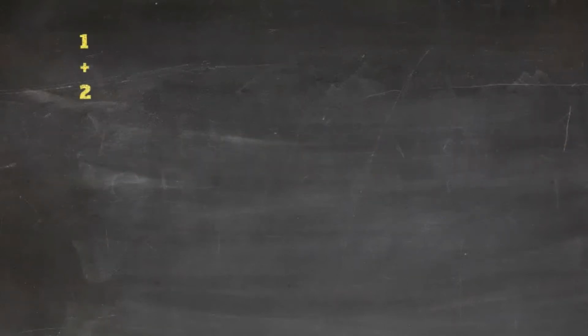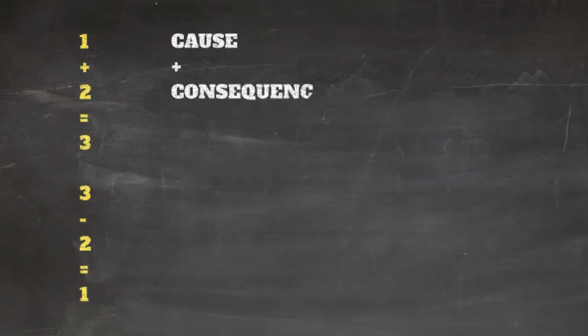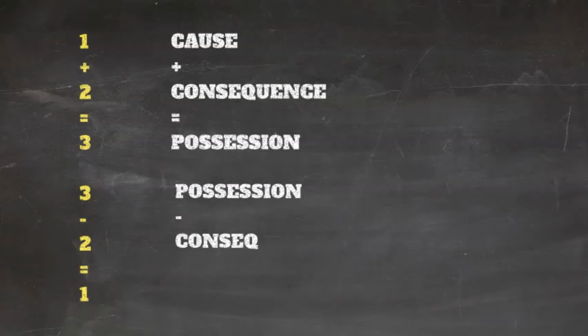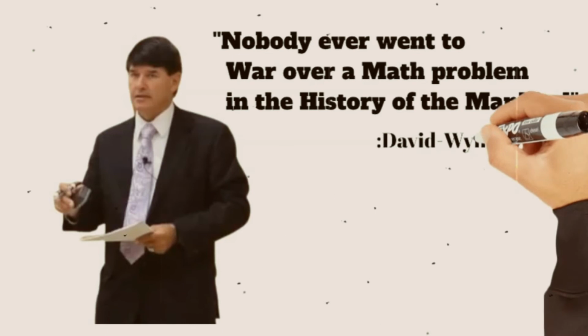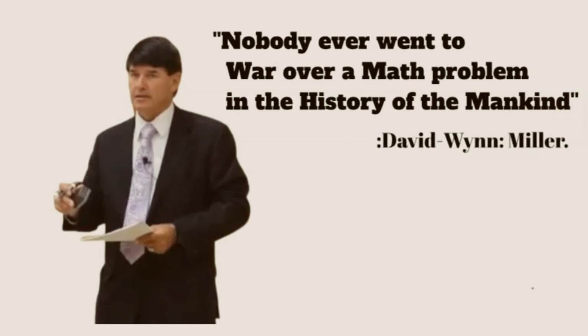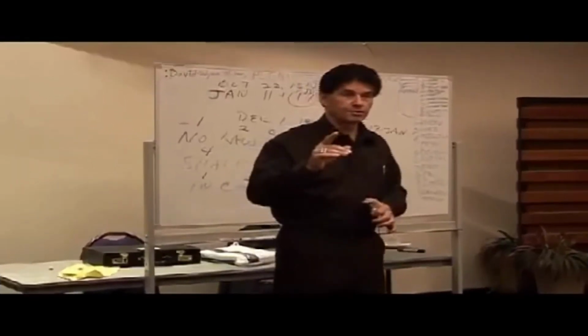1 plus 2 equals 3, 3 minus 2 equals 1. Cause plus consequence equals possession. Possession minus consequence equals cause. So it is written, so it shall be done.